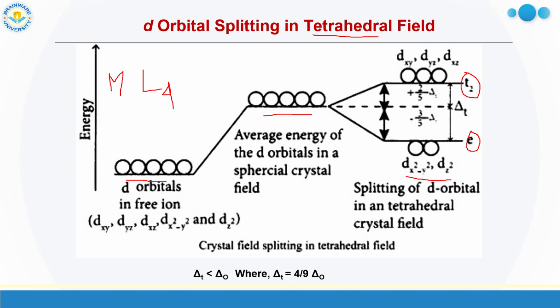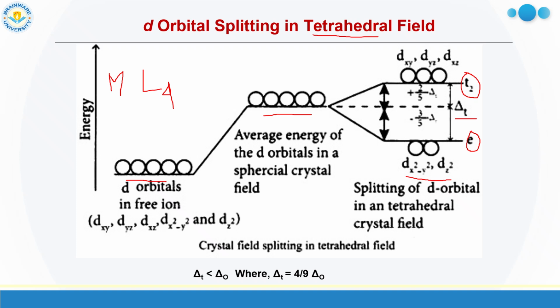Now you see here the gap between E and T2 is del T. For octahedral it was del O, here it is del T. And for each orbital in the E level, the energy is minus 0.6 del T, whereas for each orbital in the T2 level, the energy is plus 0.4 del T.